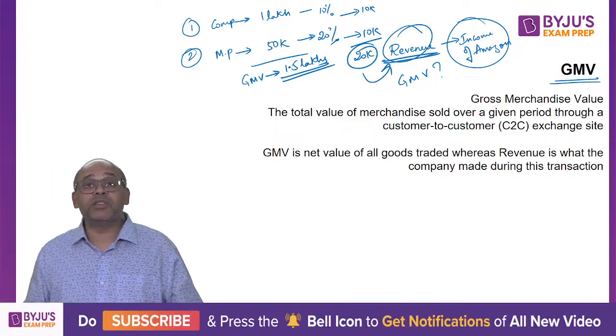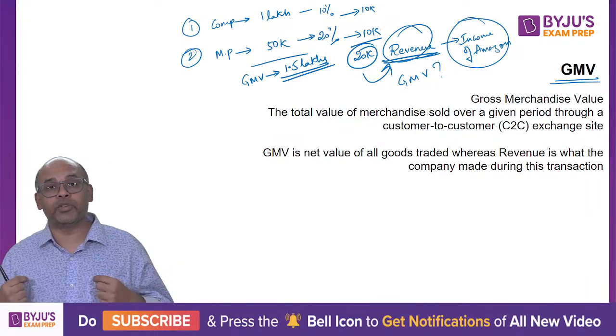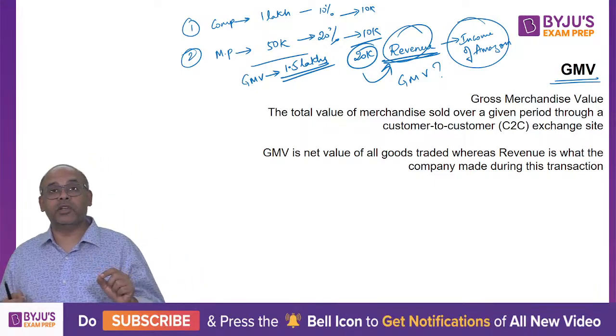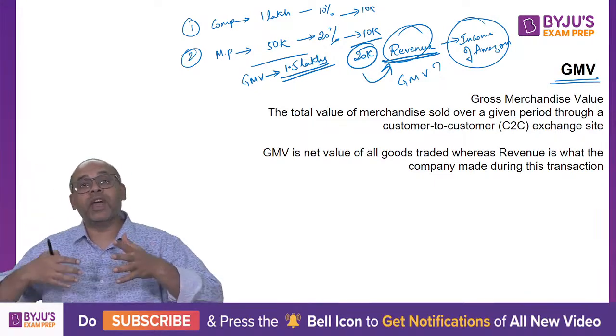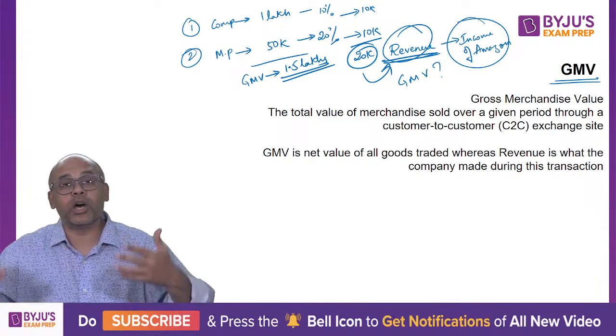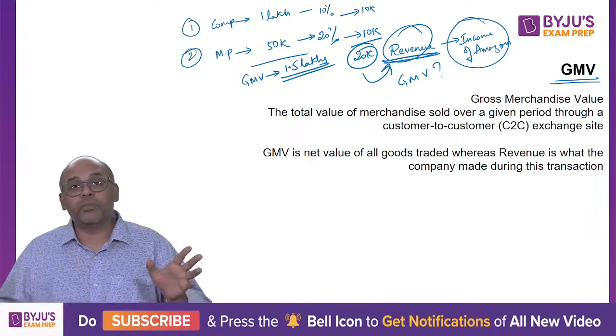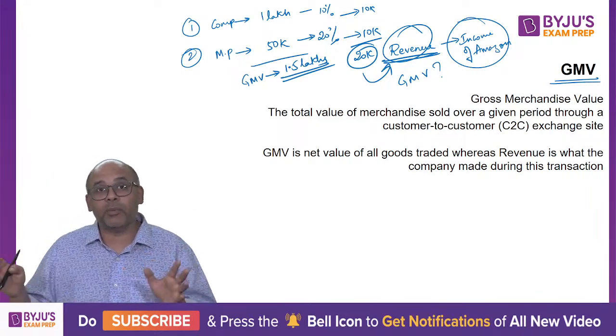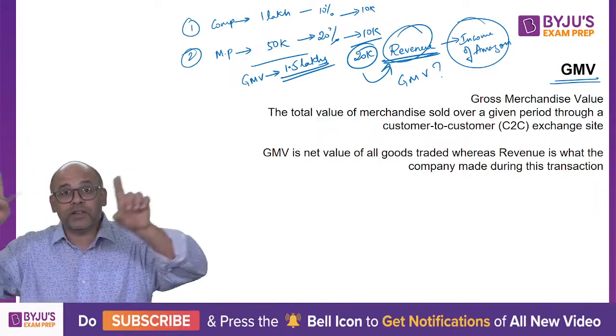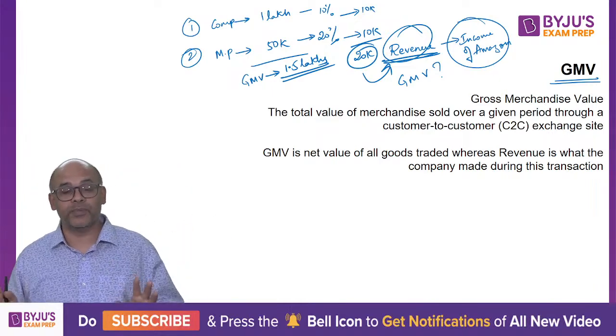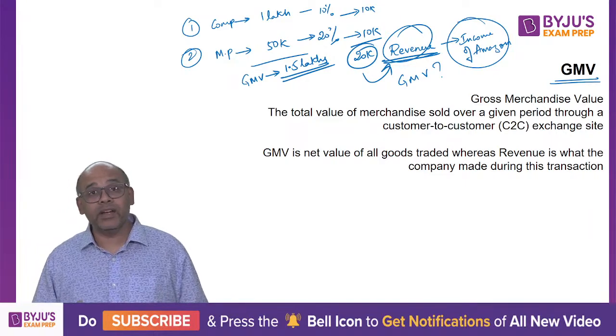Revenue for Amazon is how much money finally goes to Amazon, whereas gross merchandise value is the value of the entire goods that are sold on the platform. It doesn't talk about how much is going to Amazon. It is totally the value of the things sold on Amazon. That is the difference between GMV and revenue.